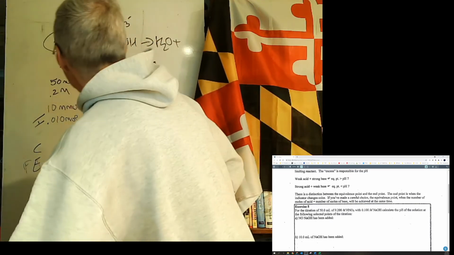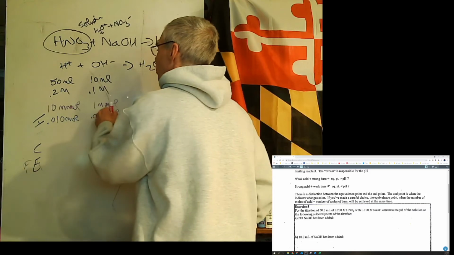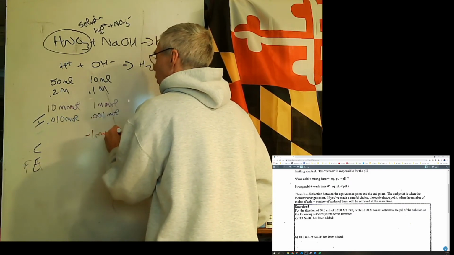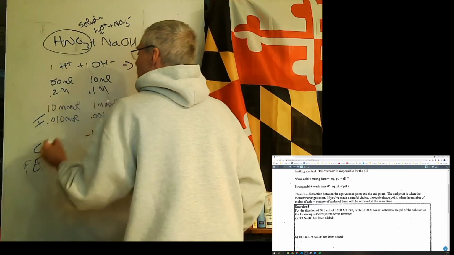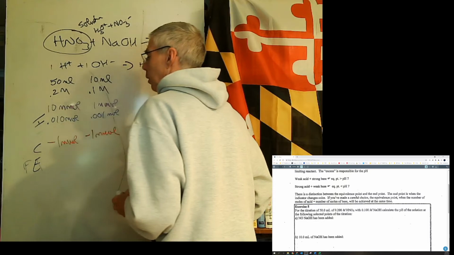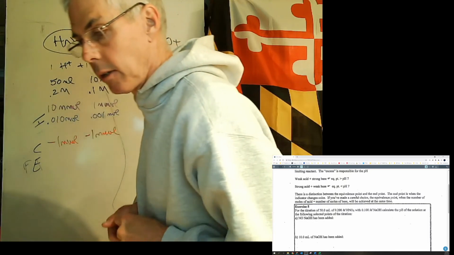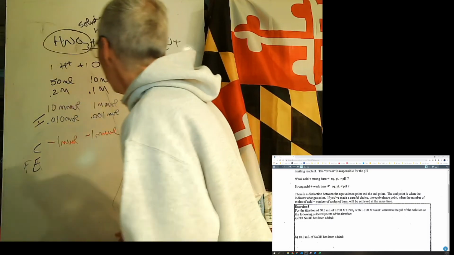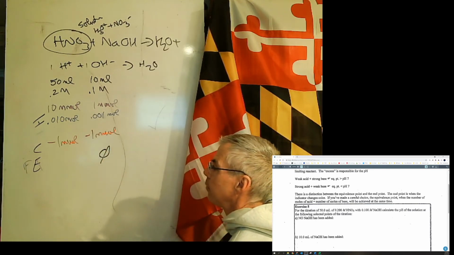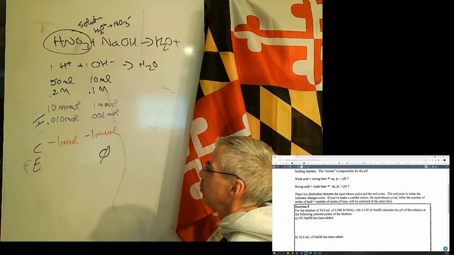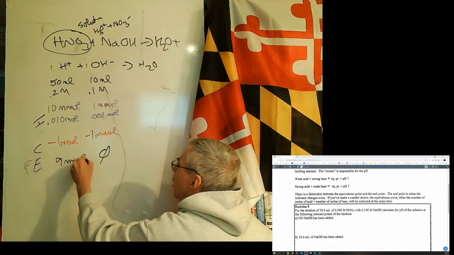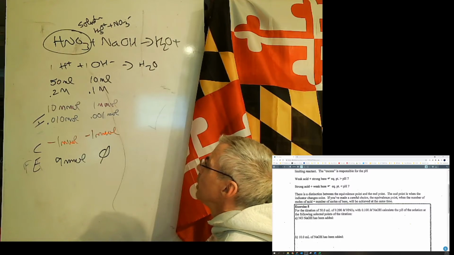So what we're going to get is, since this is clearly limiting, we're going to use up all 1 millimole of this. And since it's 1 to 1, we're going to use up minus 1 millimole of this. So our finals are going to look like this. We're going to end up with no hydroxide, effectively. There'll be a little bit because of the Kw in equilibrium in water, and there'll be 9 millimoles of H plus.